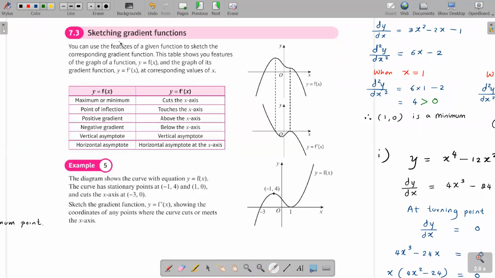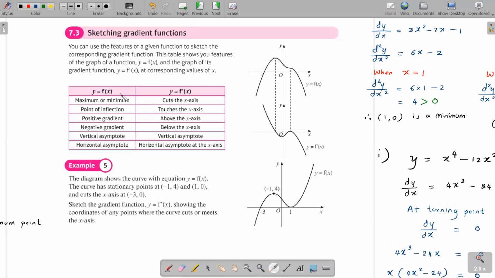Okay, so now we'll move on to the next part of our lesson, sketching gradient functions. Look, they say we can use the features of a given function to sketch the corresponding gradient function. Gradient function means your dy by dx function. They have given you a table here and told you how to look at the y graph, the f(x) graph, and how to draw the corresponding gradient graph. So let's see how it's done.